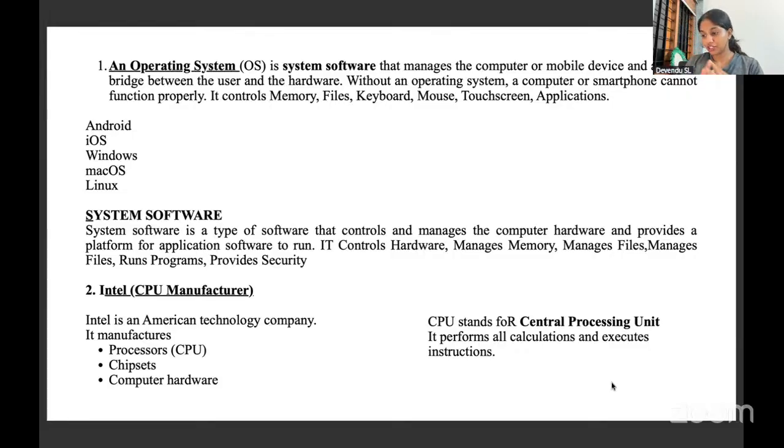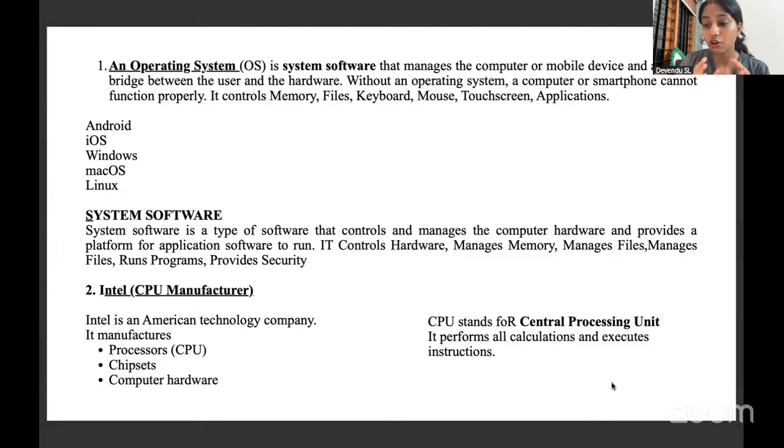When you switch on your smartphone, you don't directly communicate with the hardware. Instead, you interact with Android. For example, if we have Windows as our operating system in our computer, we don't directly interact with the computer. We actually interact with the operating system, Windows. And Windows tells the hardware what to do. Windows is the one who communicates with the hardware and tells it what to do.